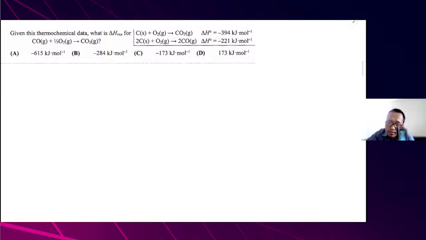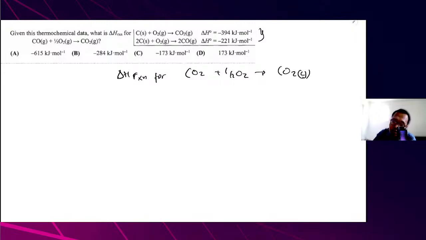Given this thermochemical data, what is the delta H reaction for this one? For CO plus half O2 giving CO2. Now let's take a look at this one first. Now we can do something similar to before.